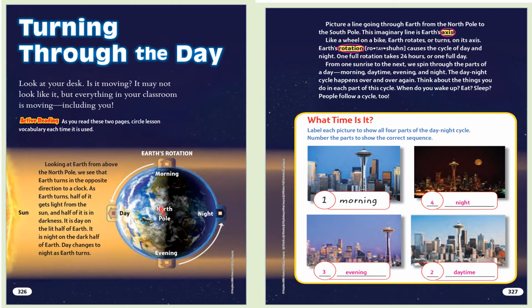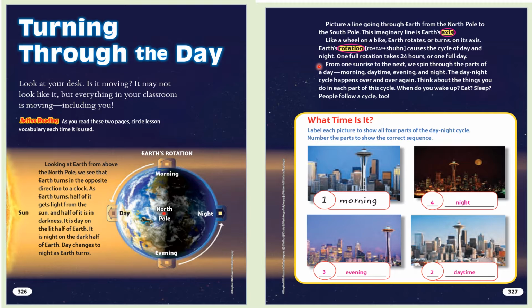North Pole. Picture a line going through Earth from the North Pole to the South Pole. This imaginary line is Earth's axis. Like a wheel on a bike, Earth rotates or turns on its axis. Earth's rotation causes the cycle of day and night. One full rotation takes 24 hours, or one full day. From one sunrise to the next, we spin through the parts of a day: morning, daytime, evening, and night. The day-night cycle happens over and over again.